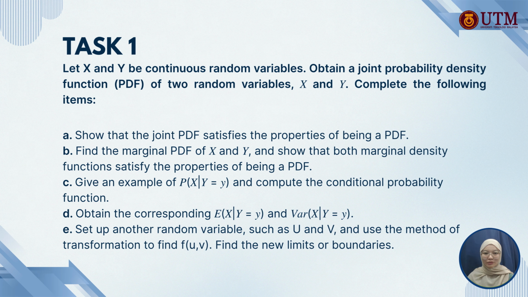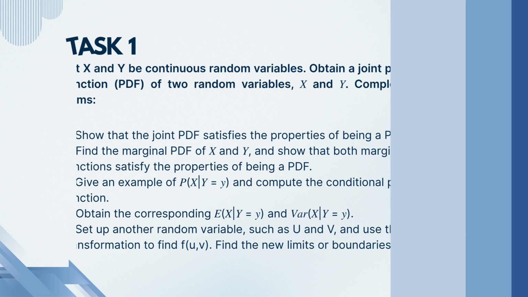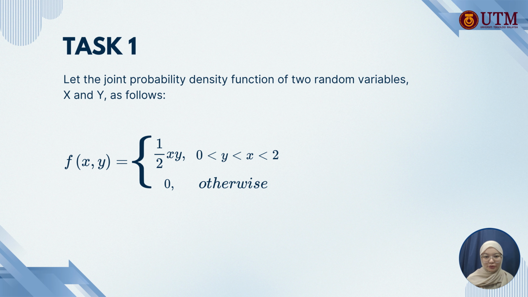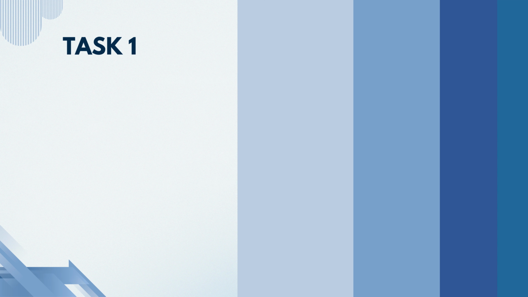Hi, I am Adriana and I'm going to explain Task 1 that consists of 5 parts which focus on the continuous random variables of x and y. Before we move to the solution part, we need to obtain the joint probability density function. So let f(x,y) equal xy over 2, where 0 is less than y, less than x, and less than 2. Otherwise, the function will be 0.